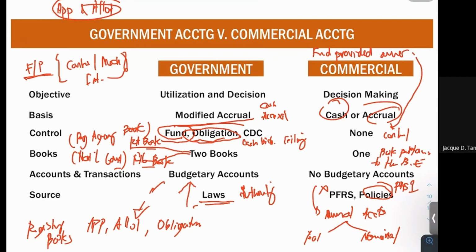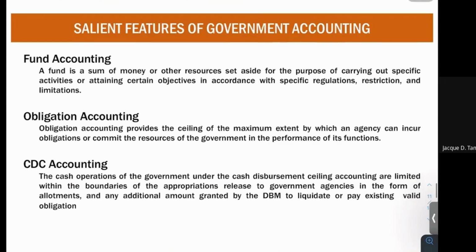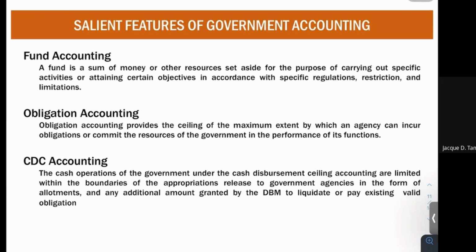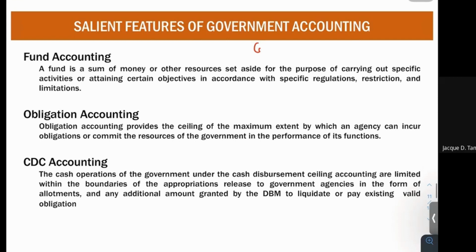Okay, differences. Now we proceed to the salient features of government accounting. A while back, during our distinction between government accounting and commercial accounting, we already talked about your control mechanisms. So we control the funds and the properties of the government. We try to control that. And what are the controls in place? We have fund accounting, obligation accounting, and CDC accounting. So these three control mechanisms are already embedded within government accounting itself.